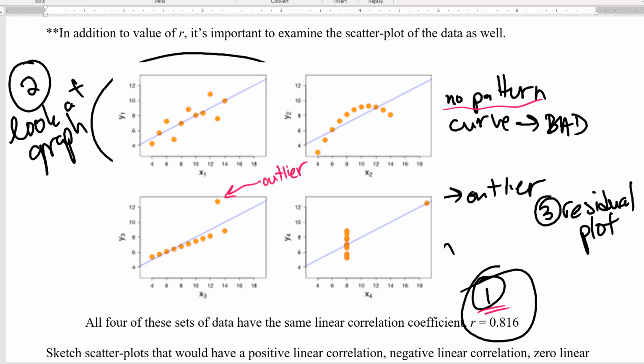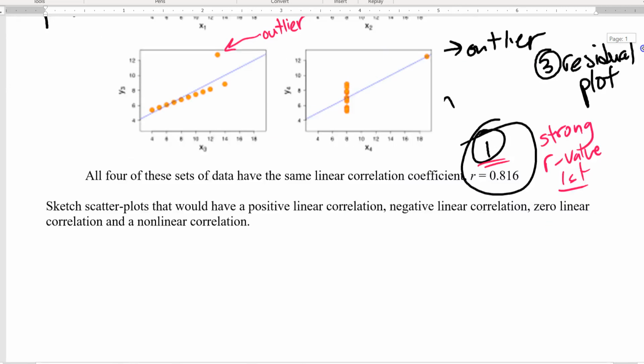So I want a strong R value first and foremost. What does that mean? Close to 1, close to -1. The second thing I would do is look at the actual graph and ask, are there any patterns? If there's a pattern, then no, a linear model is not appropriate. Are there any outliers, any points that are way off? If there are, then no, this linear model is not going to be appropriate for at least that point.